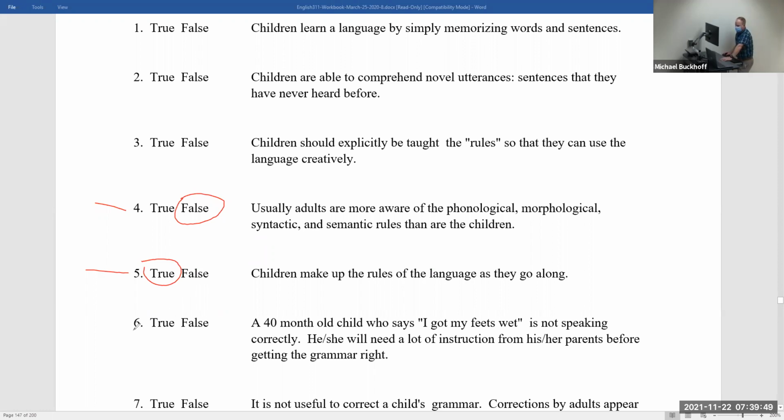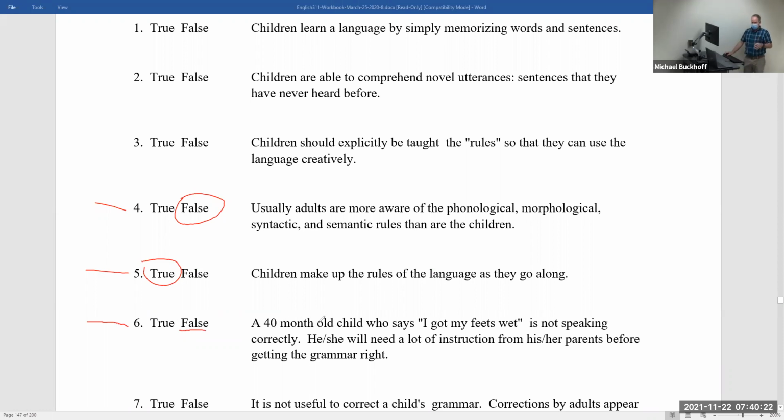Okay, let's look at number 6 here. A 40-month-old child who says, "I got my feet wet," is not speaking correctly. He or she will need a lot of instruction from his or her parents before getting the grammar right. False. That's right. In this case, a 40-month-old child, you've got roughly a little over 3 years, right?